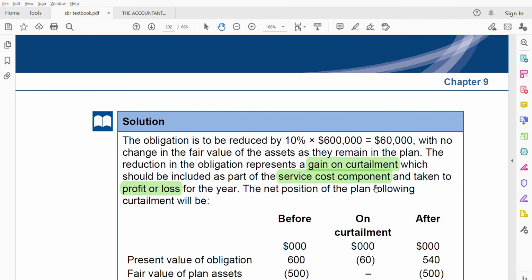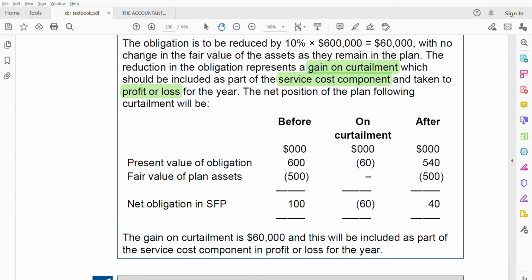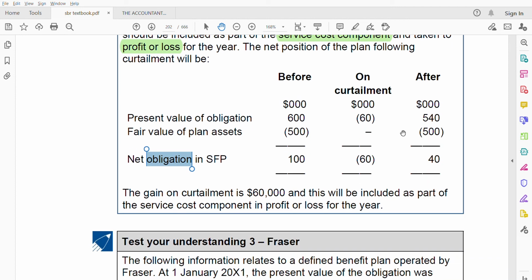The net position for the parent following the curtailment will be as follows. Before the curtailment it was 600 and 500, so a net obligation of 100 in the statement of financial position. On curtailment, 60 will be reduced, so the obligation becomes 540 and the net will be 40. So the gain on the curtailment, the obligation reduction, is 60,000, and this will be included as a part of the service cost in profit and loss for the year.